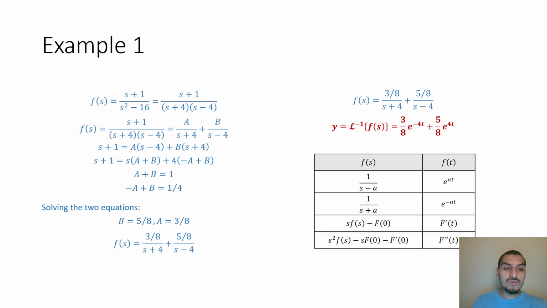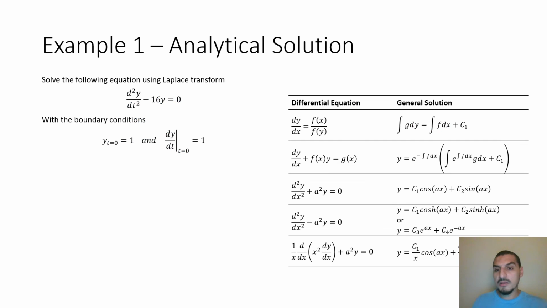Now let's see how we can do this in the actual process. If we are not using Laplace transform, we can do this by doing the integration. We see that this is the same case we did before. We can pick the exponential form here. So it's gonna be C3 multiplied by e power 4t plus C4 multiplied by e power minus 4t.